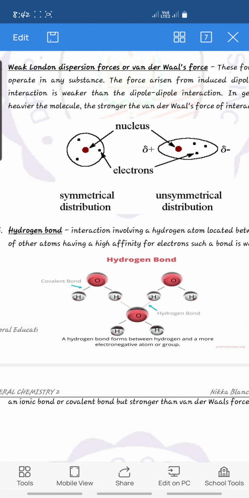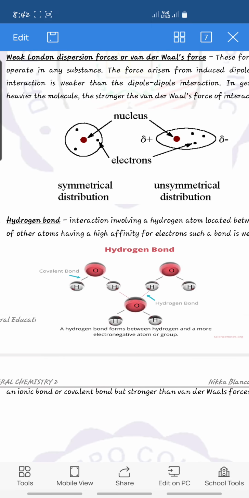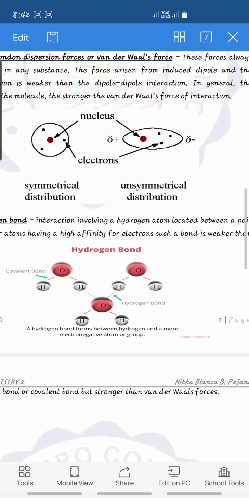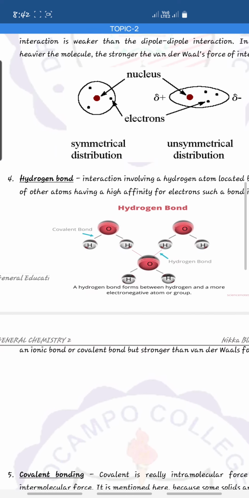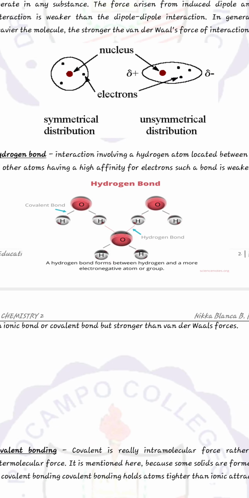It is an interaction involving a hydrogen atom located between a pair of other atoms having a high affinity for electrons. Such a bond is weaker than an ionic bond or covalent bond but stronger than van der Waals forces. So meaning to say all of the forces or attractions are connected to each other, but they differ depending on the charges or on how weak the forces are. So it definitely explains that hydrogen bond is stronger than van der Waals attraction or van der Waals forces.